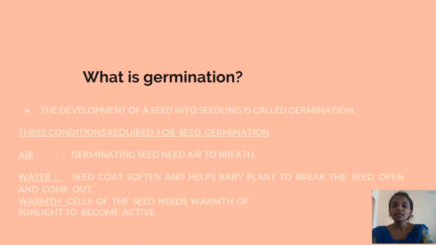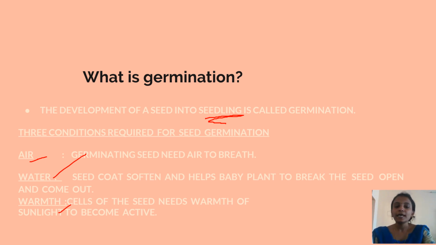Next, what is germination? The development of a seed into a seedling is called germination. Now, what are the conditions required for the seed to germinate? Air, water and warmth. These are the three conditions required for the seed to germinate.